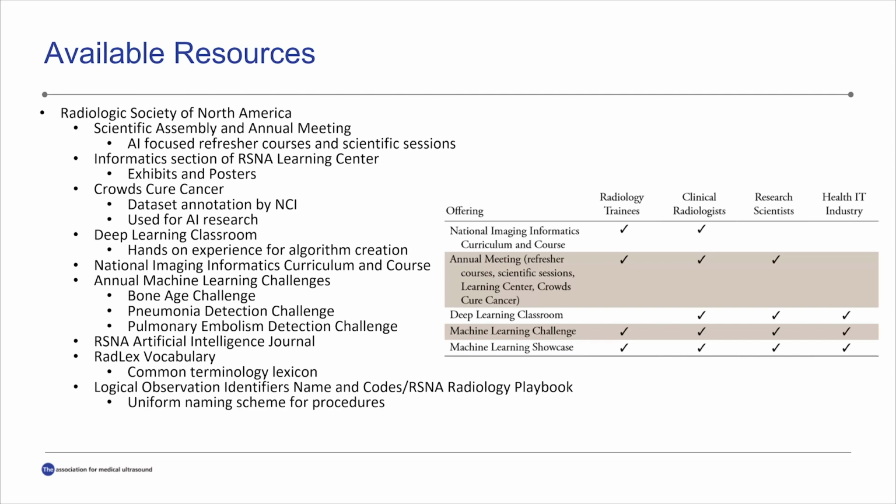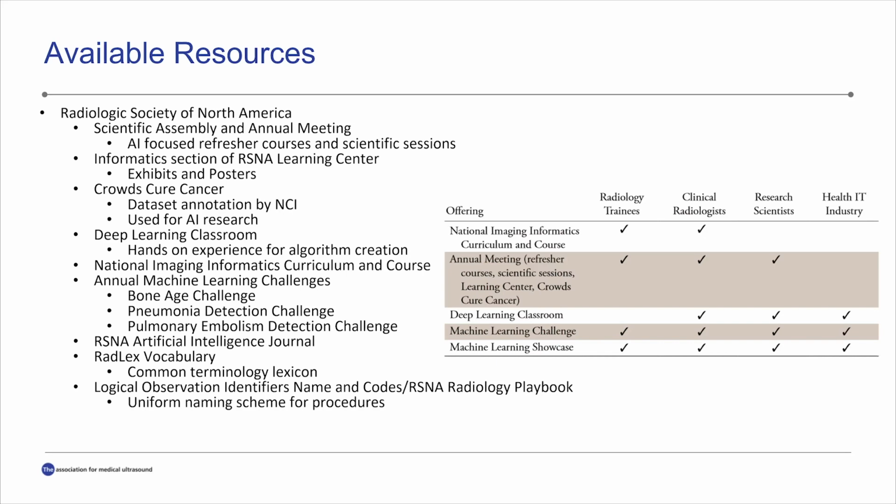One of the best ones that you can refer to is the RSNA, the Radiological Society of North America. They have tons of information available for you. One of the biggest ones is to go to the annual meeting. They have tons of AI courses, refresher courses, scientific sessions dedicated just to this concept. You'll find exhibits and posters in their learning center.